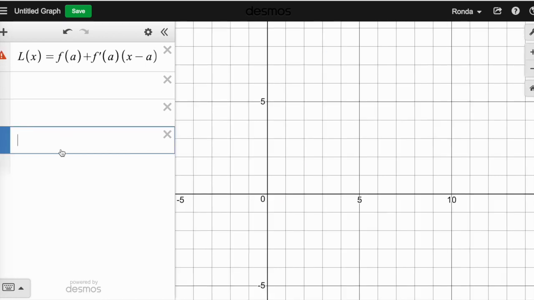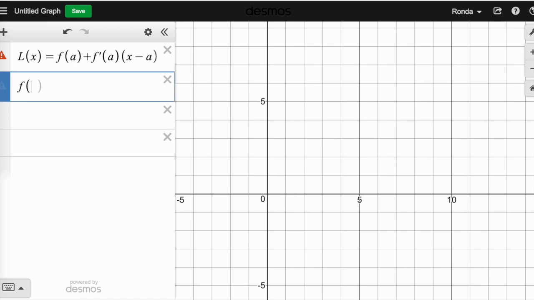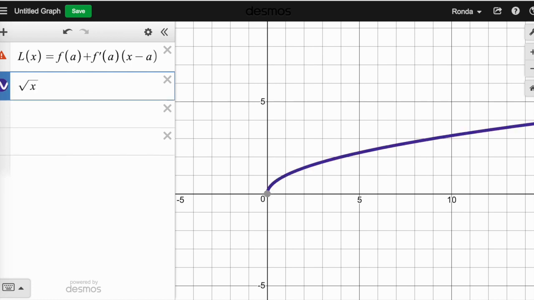All right, so this time, here's our approximation formula. It doesn't have an f or anything. We want to approximate, or let's do the linearization of the square root of x at x equals 4. Okay, so that means my f of x is going to be, I'm just going to say, the square root of x. Okay, and we want to approximate this around 4. So we want to write the equation of the tangent line.